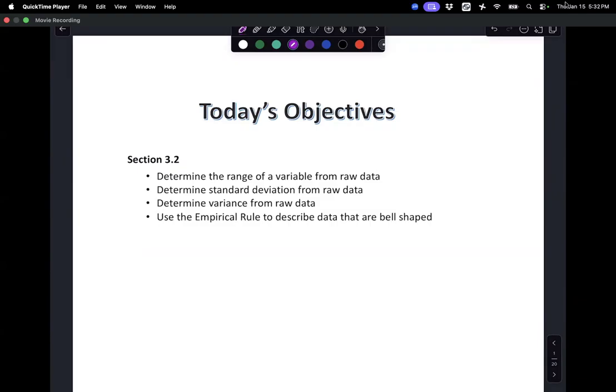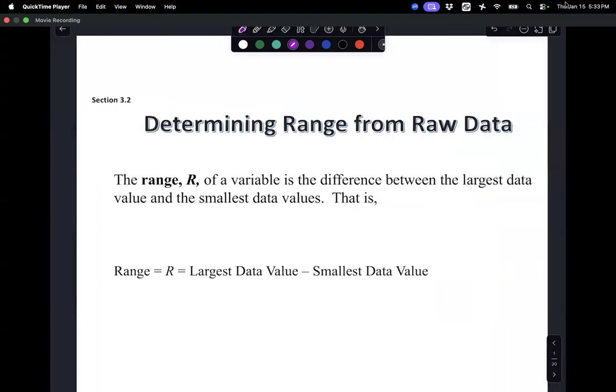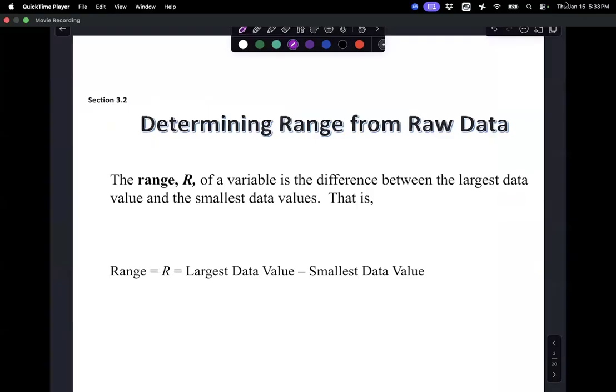Anyway, sorry. The empirical rule is a really great way to estimate things, and we're going to continue to use it for the rest of the term. And we're going to be drawing pretty pictures. So, first, we're going to start with range.